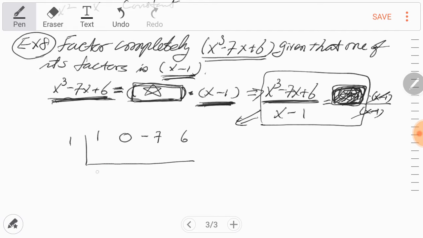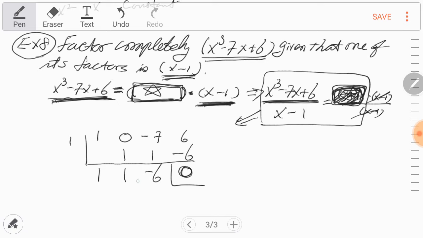Bring 1 down, multiply 1 and 1 is 1. Add these two, then 1. Multiply 1 and 1 is 1. Add these two, negative 7 plus 1 is negative 6. Then multiply 1 and negative 6, negative 6. Add 6 minus 6 is 0. We must have 0 as a remainder because it's divisible.